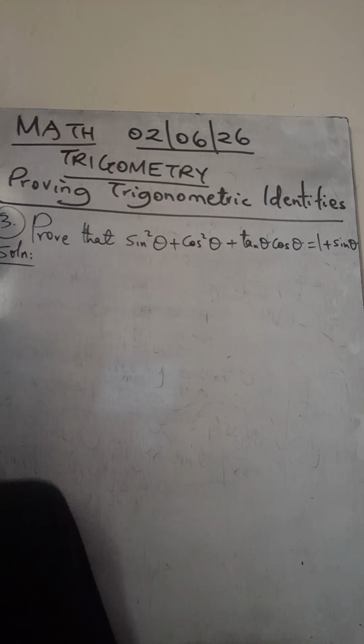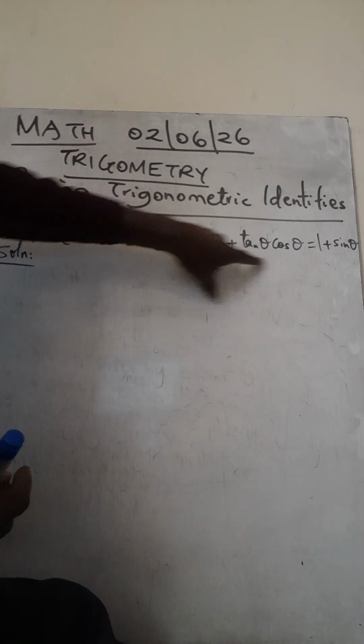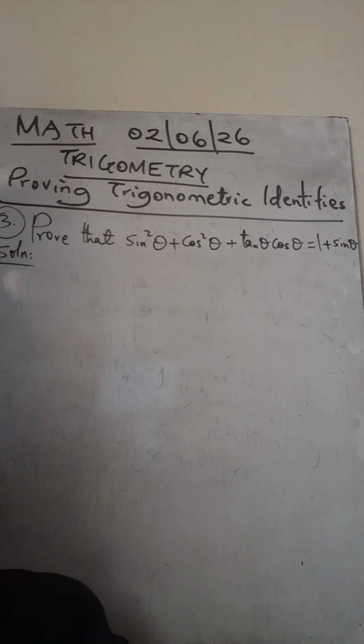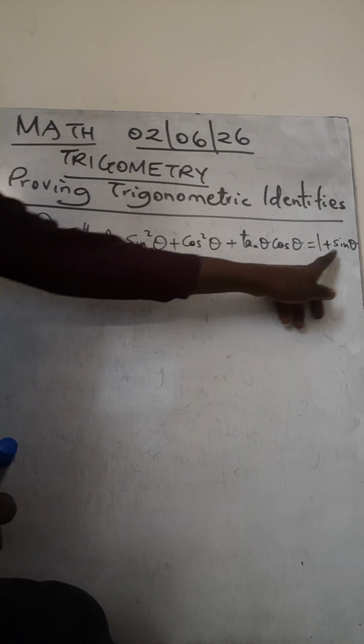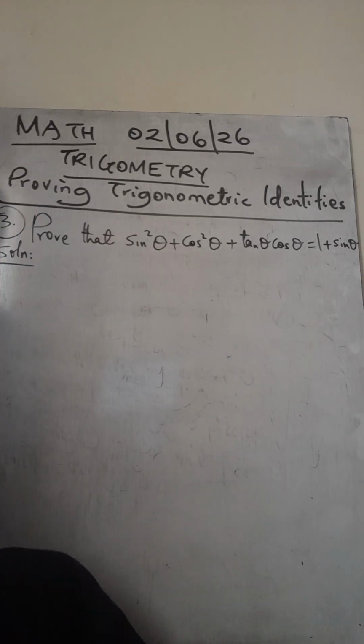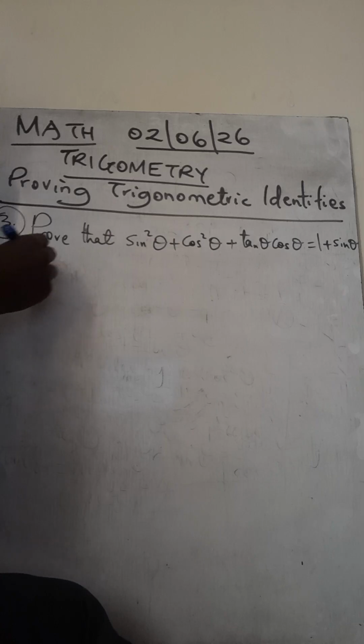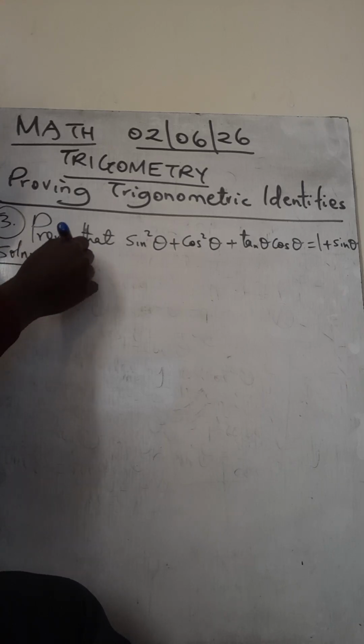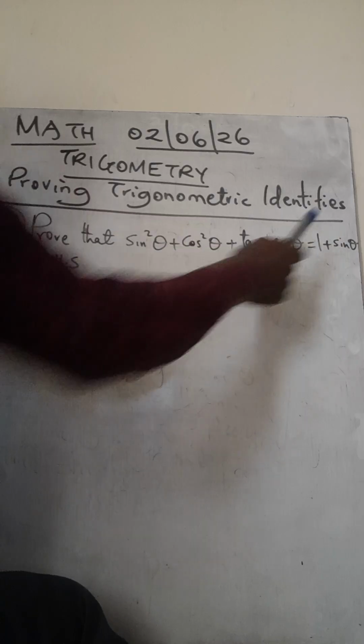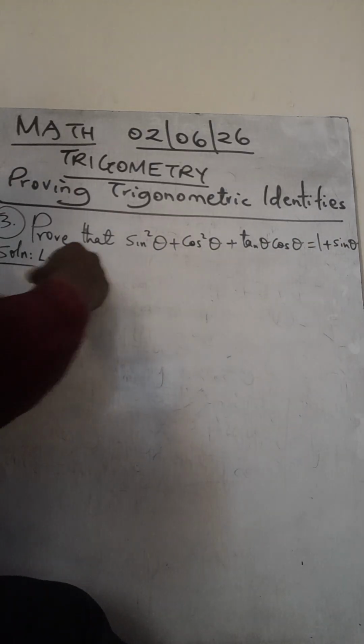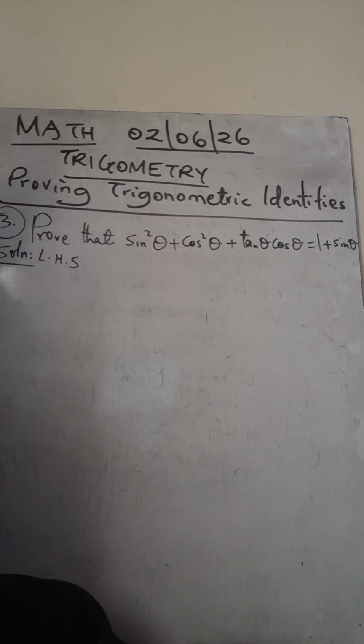There is another one here. We prove that this part equals this part. So let us start with the left hand side and maintain the right hand side. So we are going to manipulate the left hand side of the equation and keep the right hand side intact until both sides show the same thing.